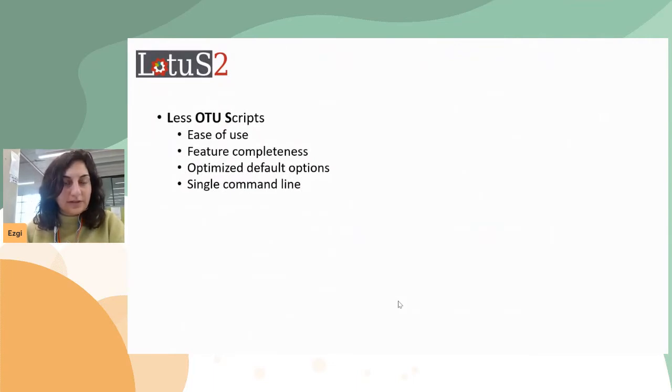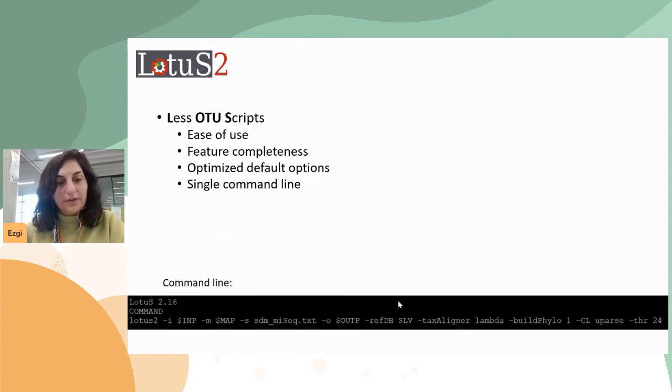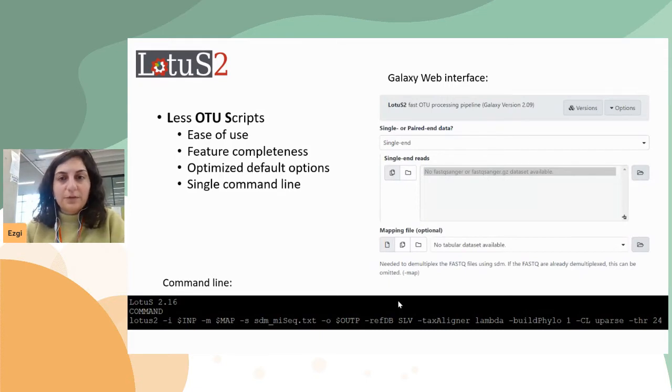LotuS means Less OTU Scripts, and it's designed to be a streamlined and easy-to-use pipeline. It's possible to run LotuS2 in a single command. For example, here's an example command from a LotuS2 run. Being able to run it in a single command means less user intervention. However, to complete the same analysis, I had to use between 17 and 38 commands with other pipelines. A Galaxy web interface for LotuS2 is also available, where you can upload raw reads and start the analysis.